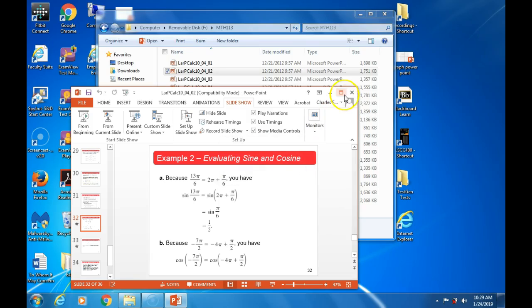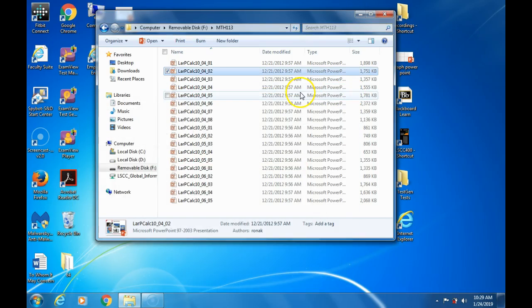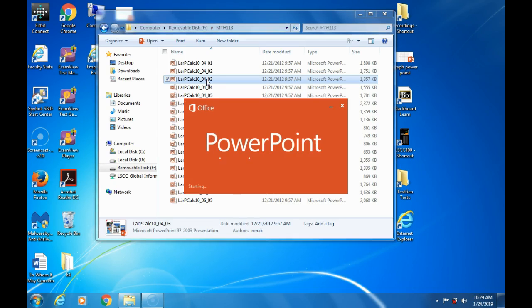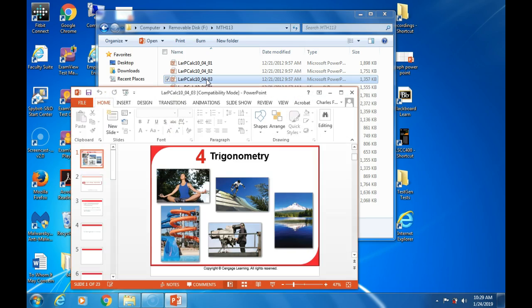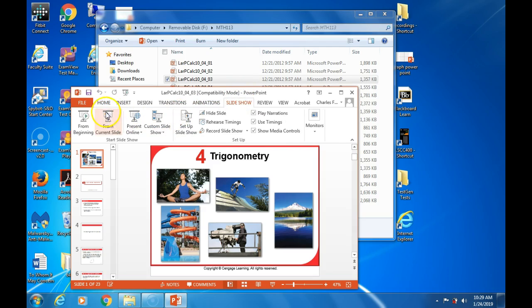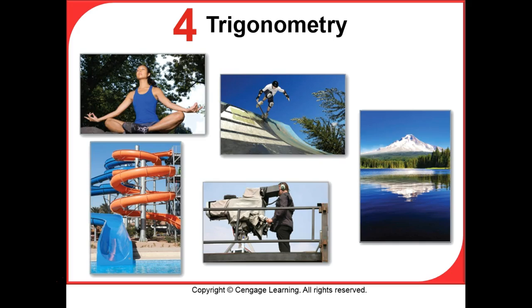Okay. Let's move to 4.3. Well, one of these days it will. We'll get there. All right. It is really slow. There we go.